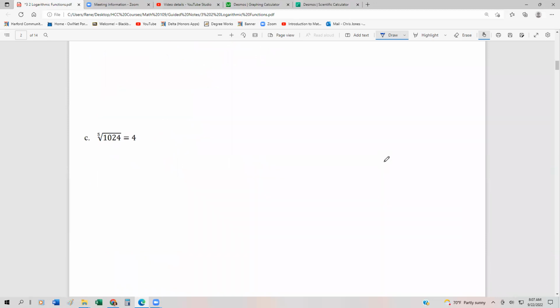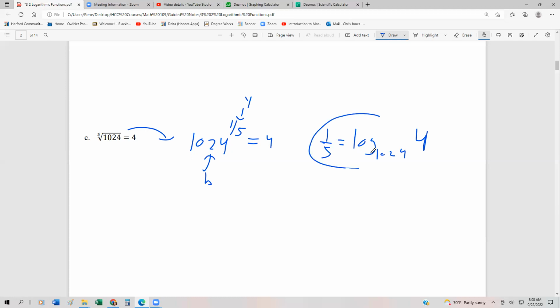This one is a little bit sneakier because we have the fifth root of 1024 equals 4. One thing we should do is first convert this. We haven't seen this yet in the course, but if you have a radical with an index of b, you can turn that into a rational exponent. So instead of the fifth root, you could turn that into the 1/5 power. Now our exponent is 1/5, our base is 1024, and then we have our 4, which is the independent part. Logarithm is an exponent, so 1/5 is our exponent, our base is 1024, so we have log base 1024 of 4 equals 1/5. That's just our conversions.